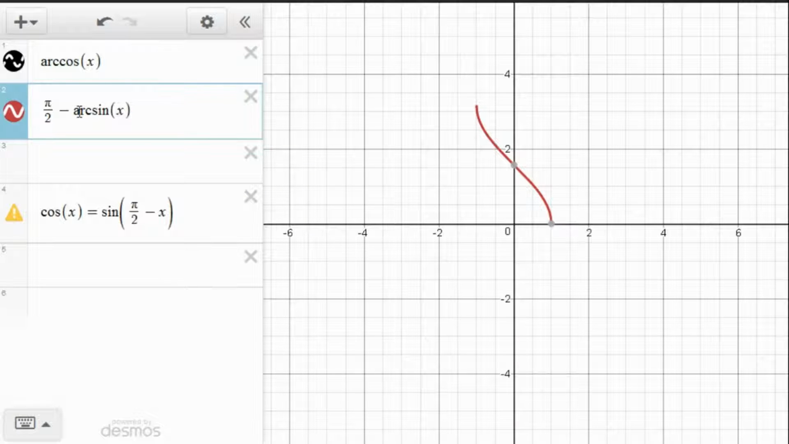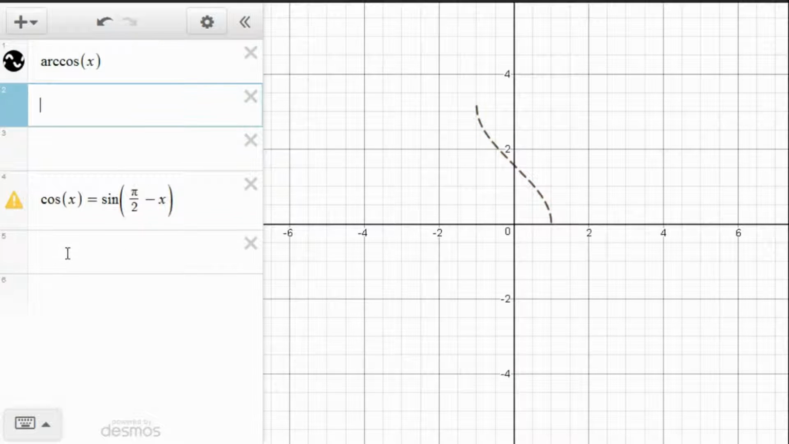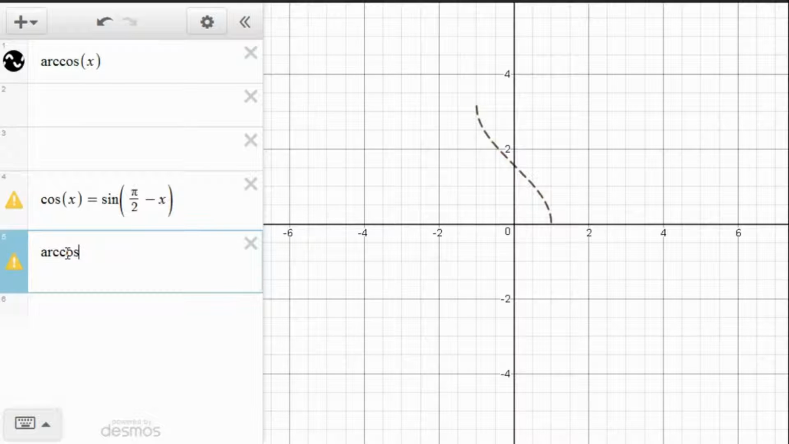Arc sine of x, what is that after all? Arc sine of x is an angle. It's the angle that you have to take the sine of to get x. So if I subtract that angle from 90 degrees, I get another angle, and that angle, since sine and cosine are cofunctions, is the angle I would have to take the cosine of to get x. And that angle is called arc cosine of x. So that's how those are related. Again, we can save this for our own purposes. Arc cosine of x is equal to that.